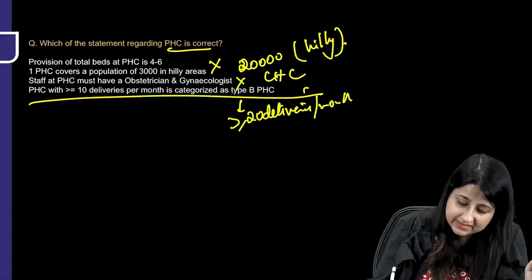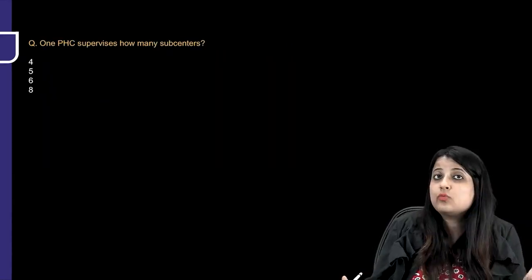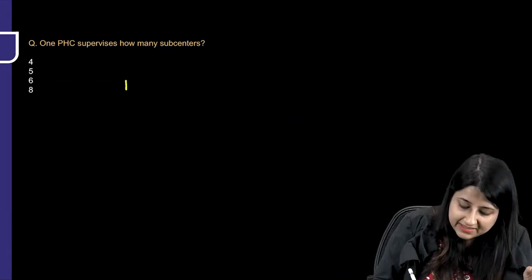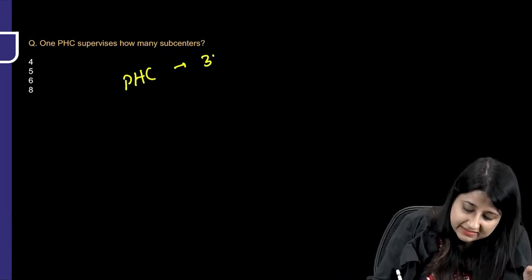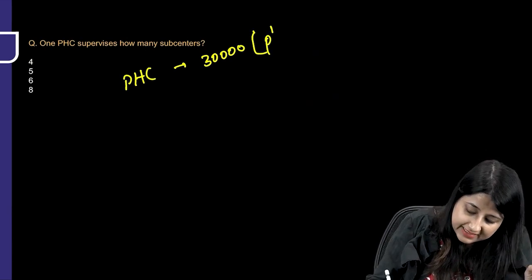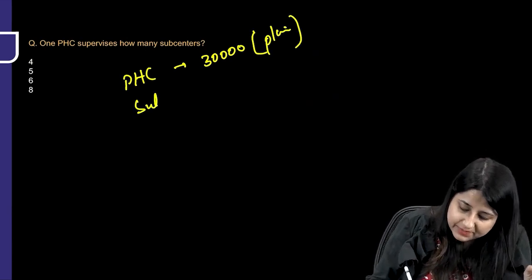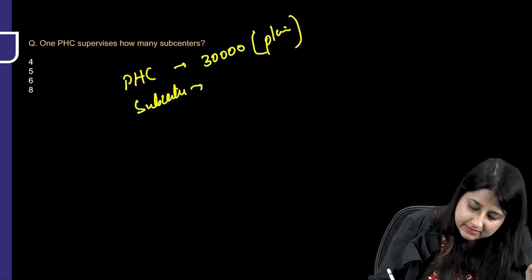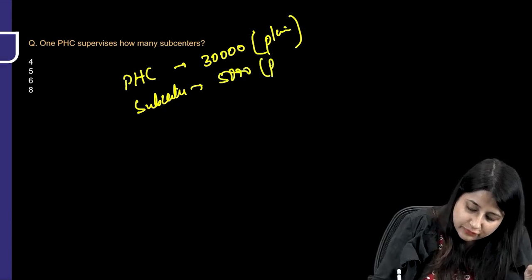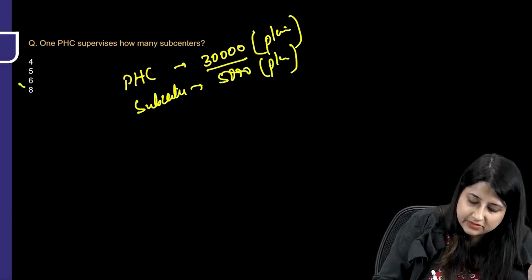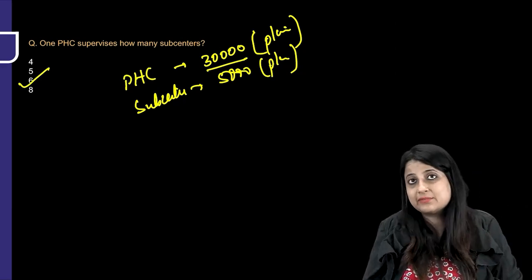Okay, so what is the correct statement here? This one. Yes, one PHC supervises how many sub-centers? Now, you know, one PHC is 30,000 in plain areas, and one sub-center is 5,000 in plain area. So 5 into 6 is 30,000. So one PHC supervises 6 sub-centers.